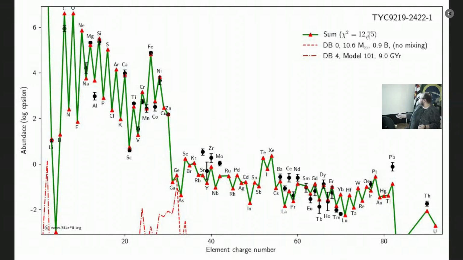We did the same for Antlia, and you can see that again a population three model and a neutron star merger event best fits the abundances that we find in these two stars. You can see here the models going up and down.